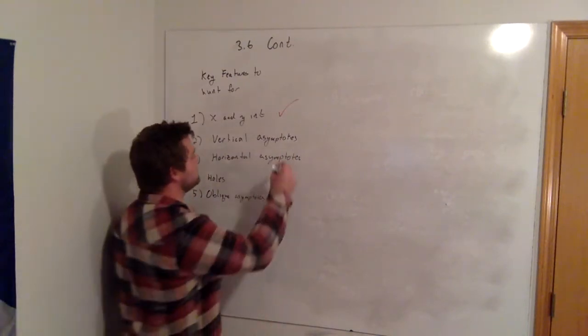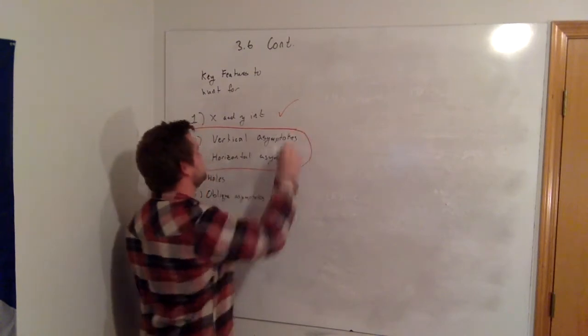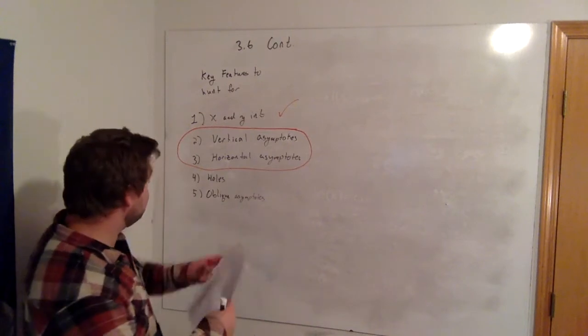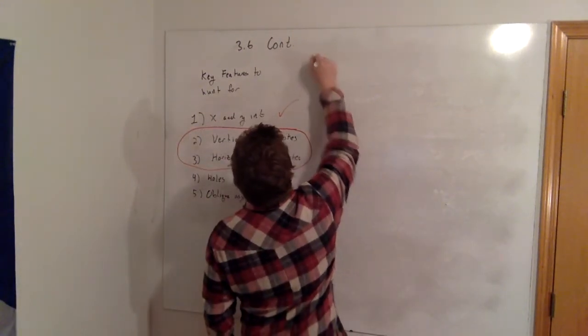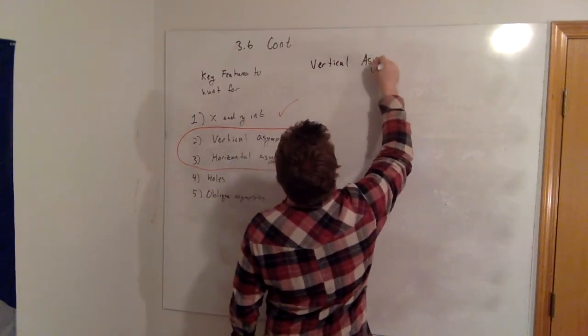The focus of this video is how do we find the asymptotes? How do we find vertical asymptotes and horizontal asymptotes? Okay, so let's get started. Let's first start with vertical asymptotes. Those are the easier of the two.